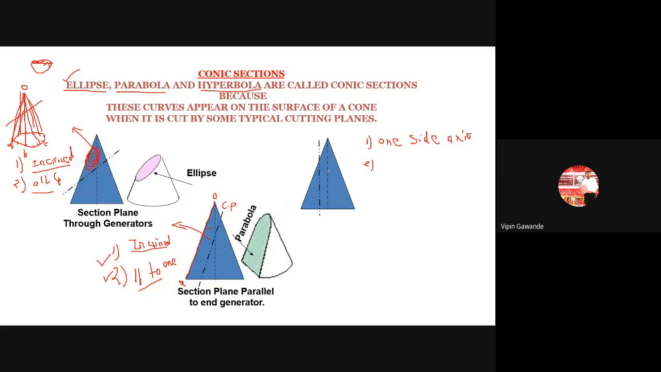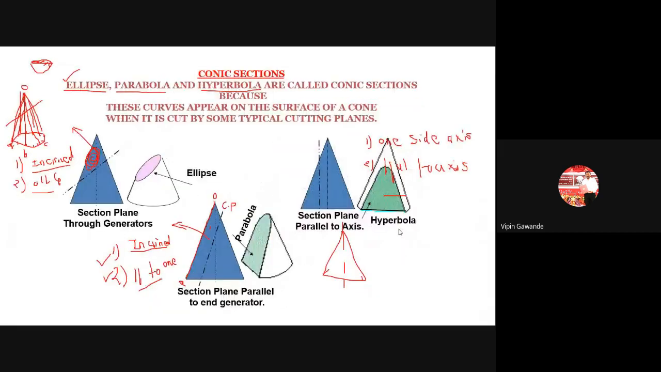And the second one is what? There are two conditions here. Suppose the cutting plane is cutting the cone. We'll see this condition first. If the cutting plane is parallel to the axis, then the conic section obtained is called the rectangular hyperbola. So what is the condition for rectangular hyperbola? The cutting plane must cut on one side of the axis and it must be parallel to the axis.